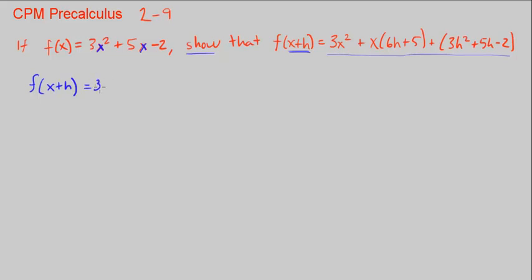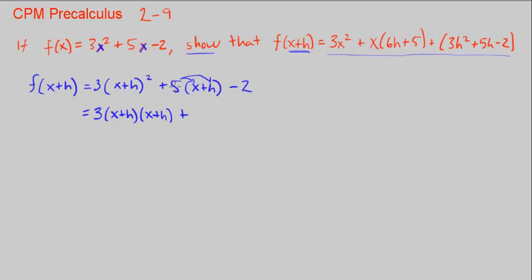So here we have 3 times, now instead of x, x plus h, still squared, right? Plus 5, and instead of x, we write x plus h, and then minus 2. So now let's just simplify this, right? This is going to be 3 times x plus h squared, so that means x plus h again, plus, well, let's go ahead and simplify this.